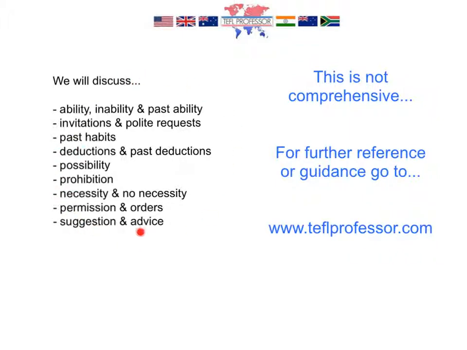You can see the list here: ability, inability, past ability, invitations, polite requests, past habits, deductions, possibility, prohibition, necessity and no necessity, permissions and orders, suggestions and advice.